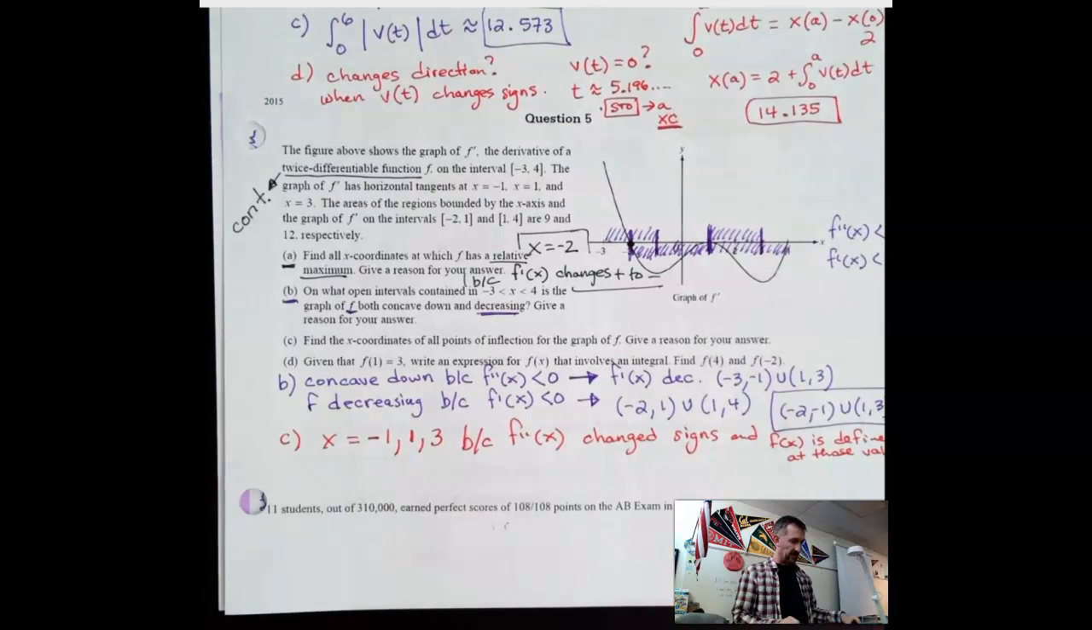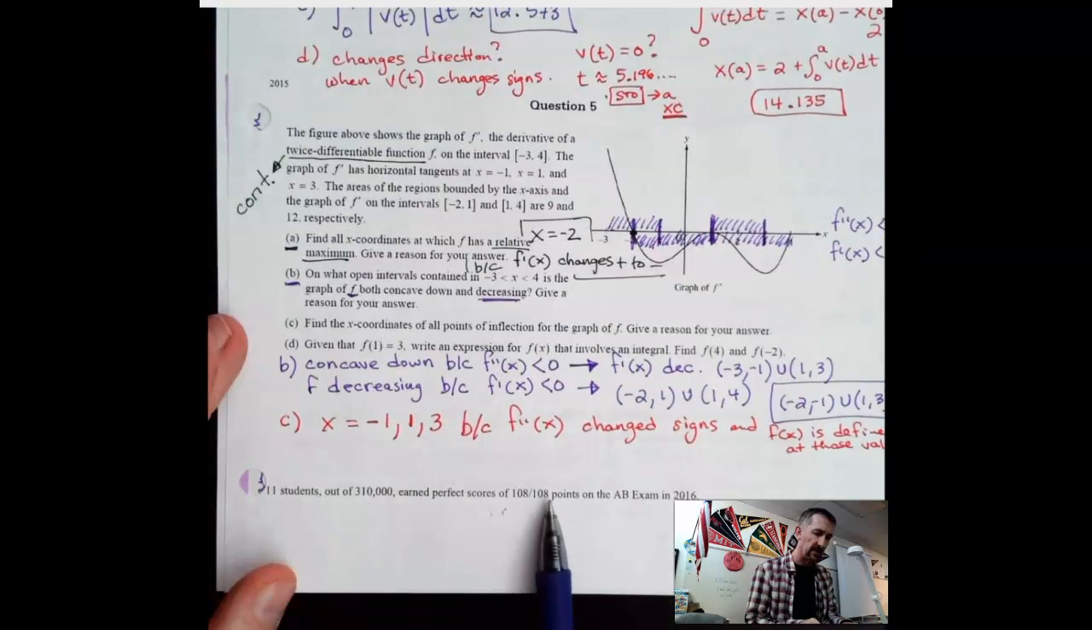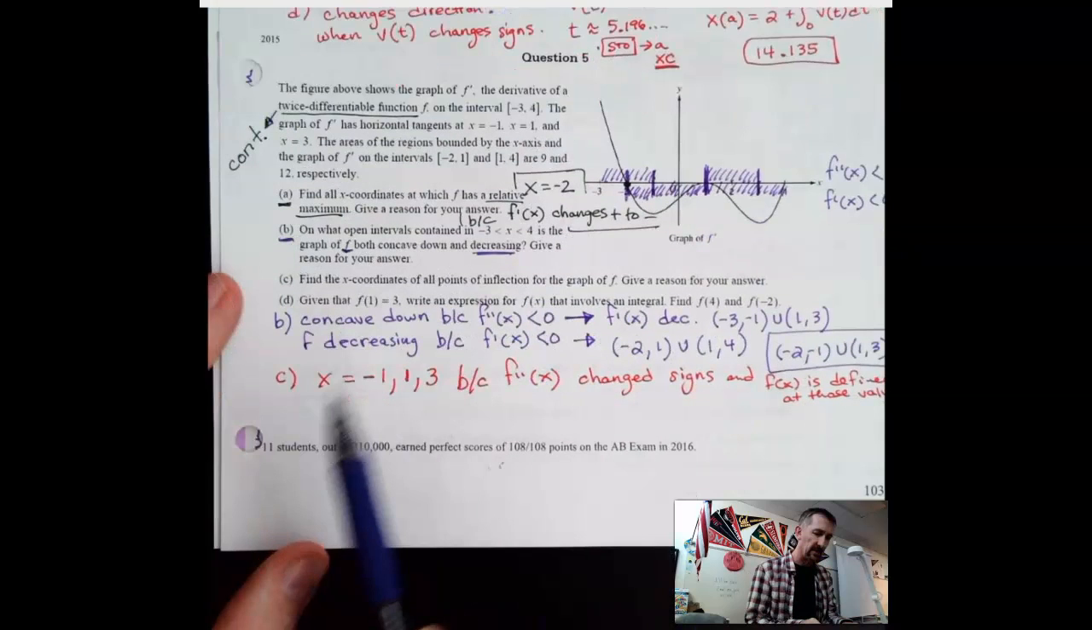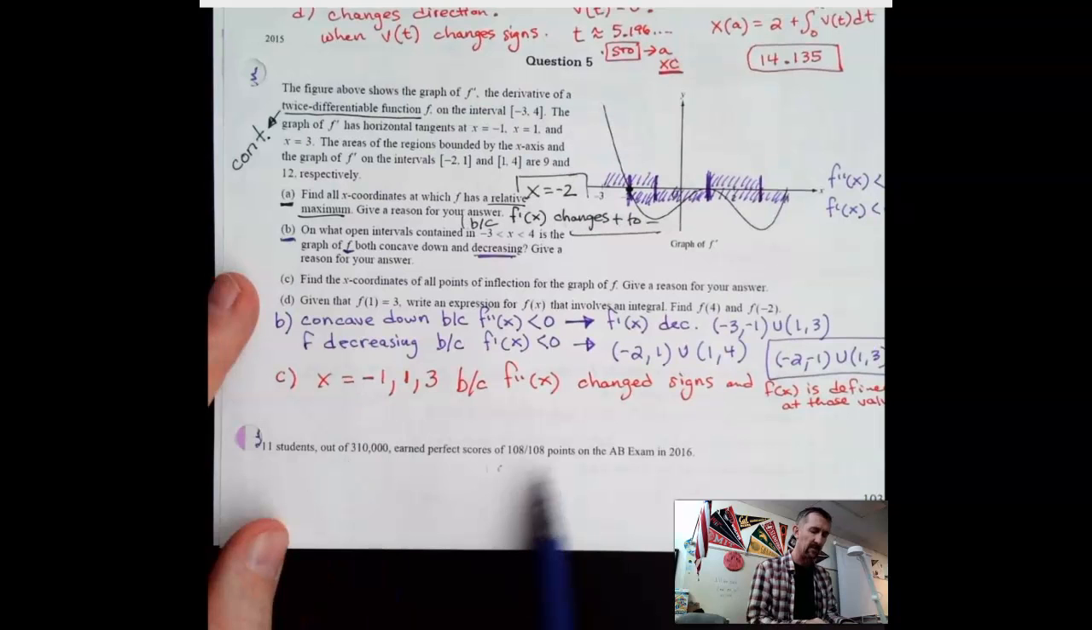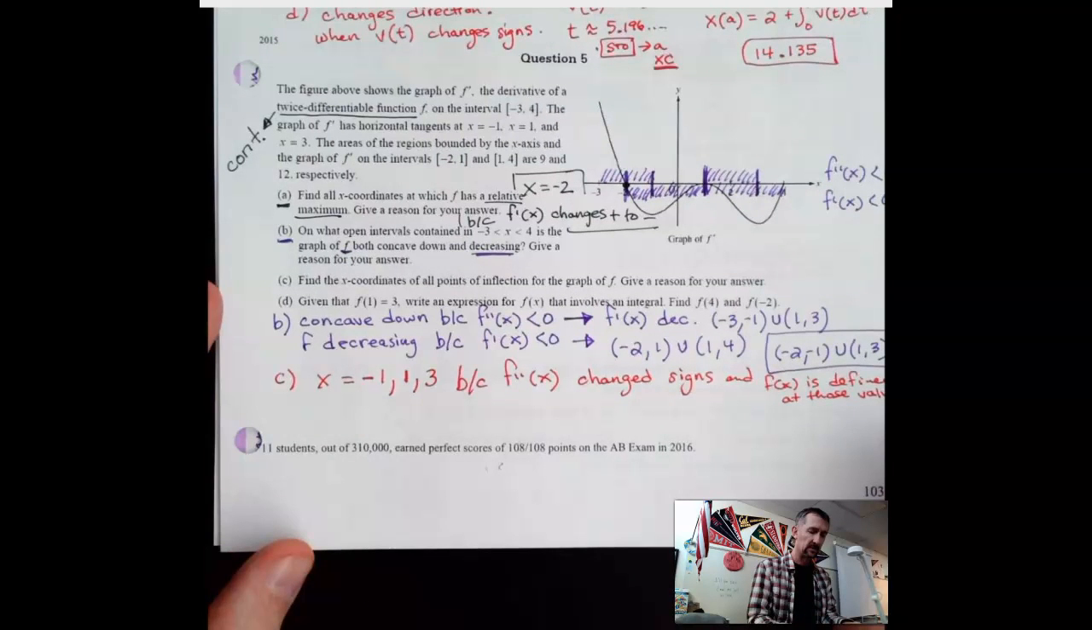Okay, finally, this is just a little side note. In 2016, 11 students out of 310,000 got a perfect score. 11 out of 310,000.